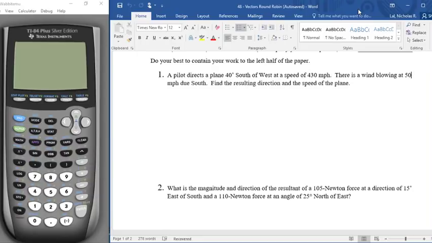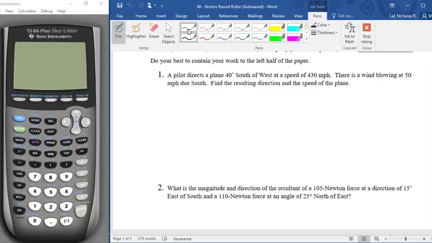Alright, a pilot directs a plane 40 degrees south of west at a speed of 430 miles per hour. There's a wind blowing at 50 miles per hour due south. Find the resulting direction and speed of the plane. So first we need to find the magnitude and the direction of the first vector.